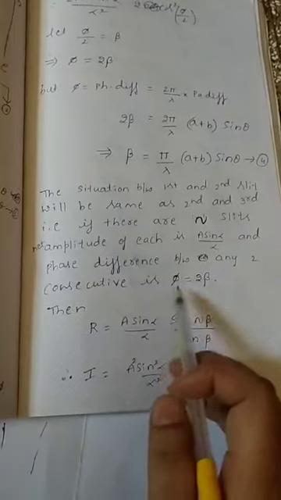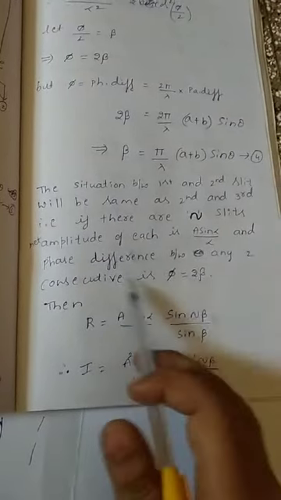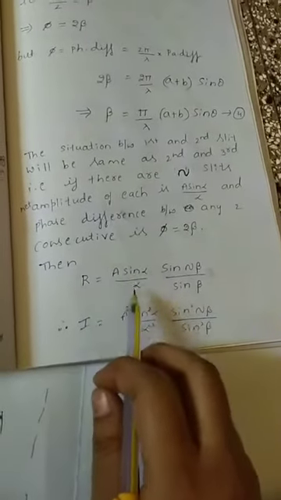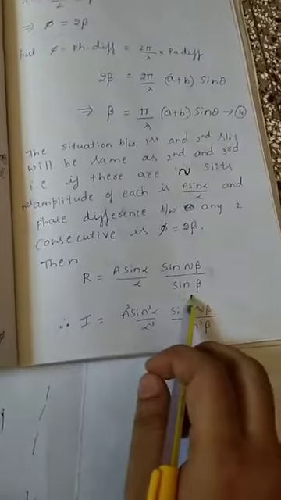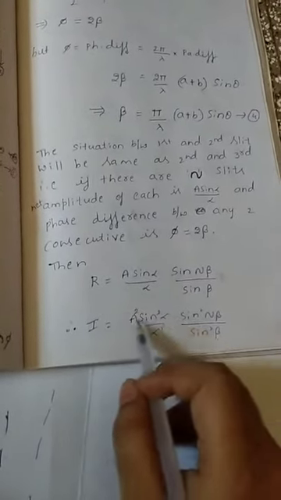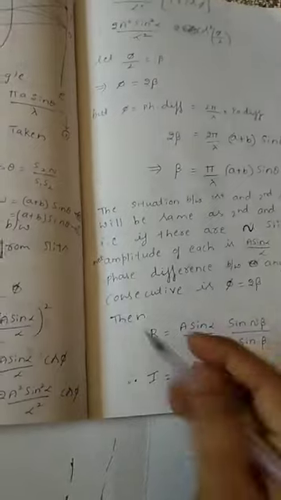And we have just proved phi is equal to 2 beta. So if I use that idea here, then I can write the net amplitude as R is equal to A sin alpha by alpha into sin N beta by sin beta, and therefore the intensity can be written as A square sin square alpha by alpha square into sin square N beta by sin square beta. So this is the amplitude and intensity when the grating is used, that is when there are many slits, N number of slits.